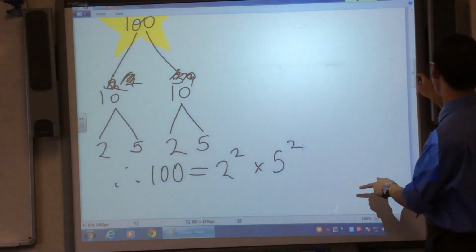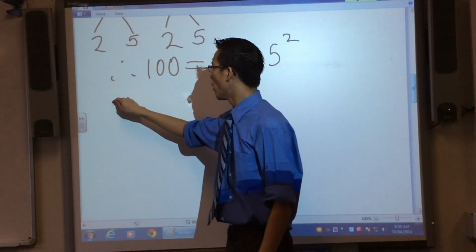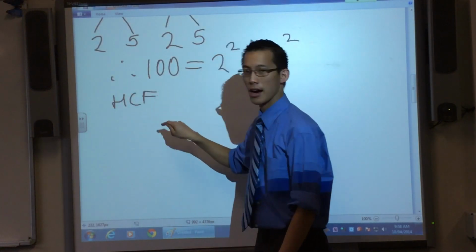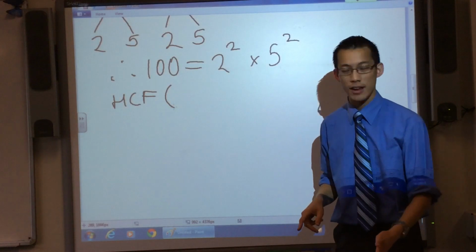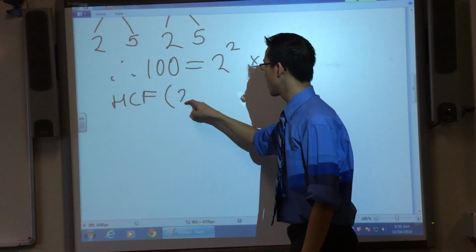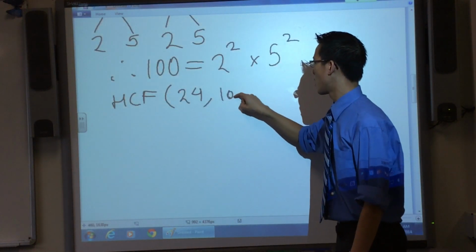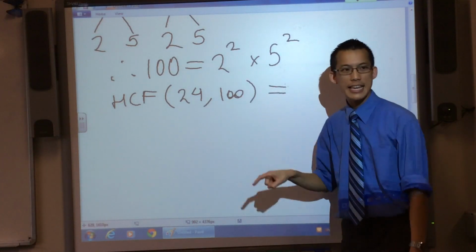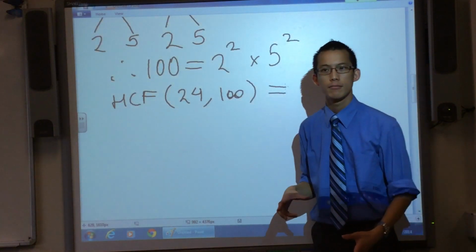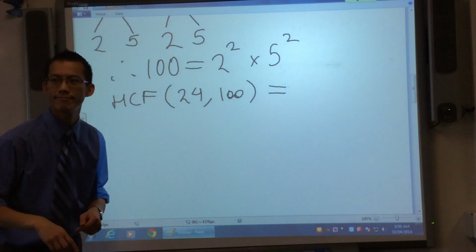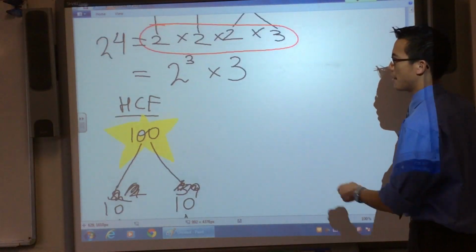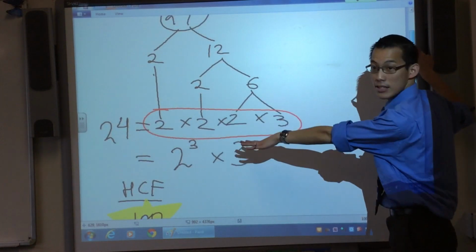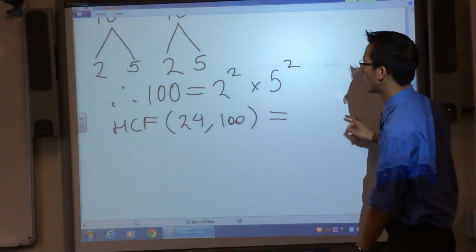So now I can say, all right, what is the highest common factor? And you remember, there's a way to write this. The highest common factor of 24 and 100. What's it equal to? How do we find it? Jasmine. Okay, so I've got my factor trees now. There's this one, and there's this one. So what do I do with them?